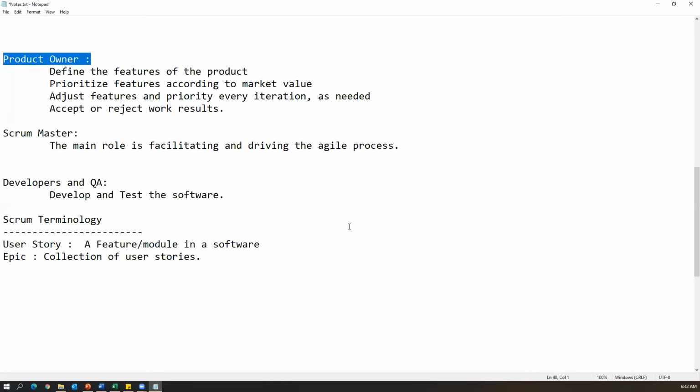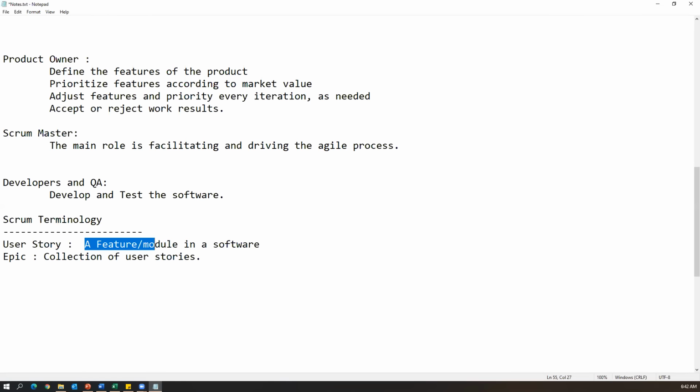User story means a small feature or module. So in the agile process we don't use the term functionality or feature. Always we call it a user story. Whatever the product owner has defined is a user story. So the product owner will define the features of the product in the form of user stories and epics. I'll show you how a user story looks. Okay, this is another term. User story is a smaller requirement or a feature or module in a software. Epic is a collection of user stories.